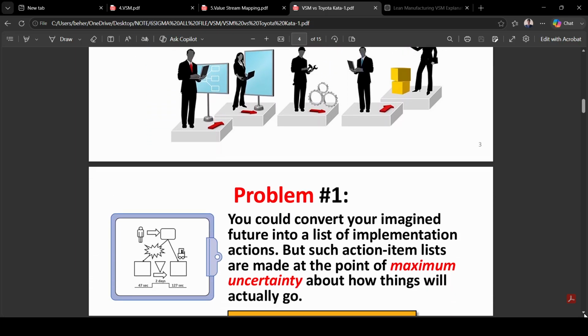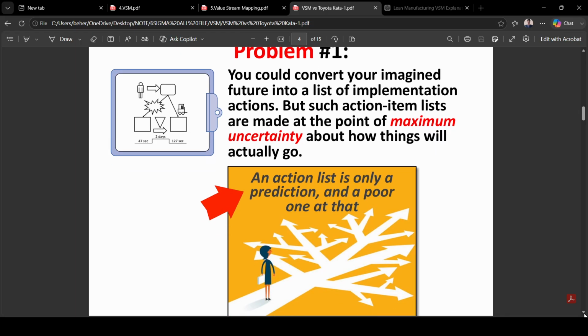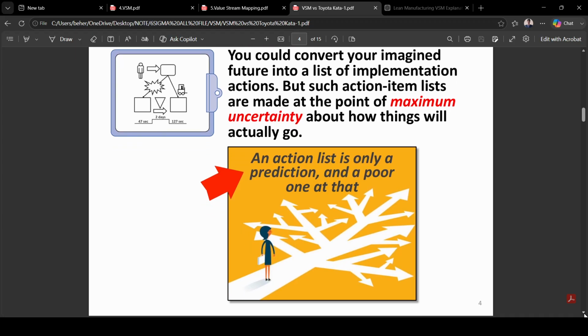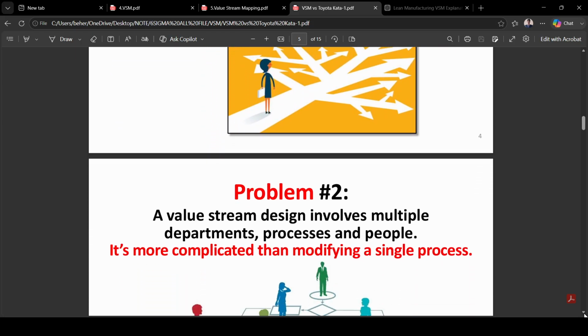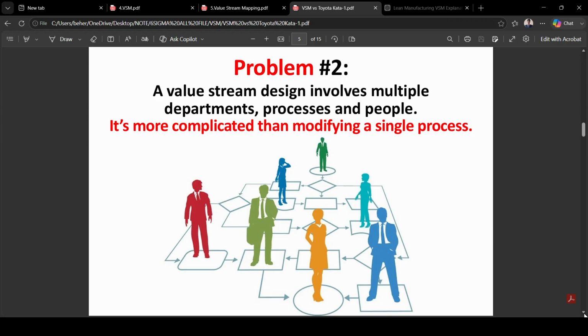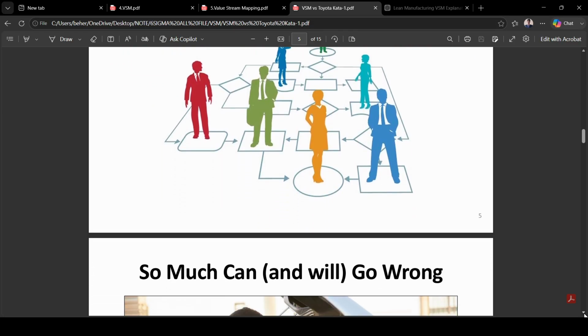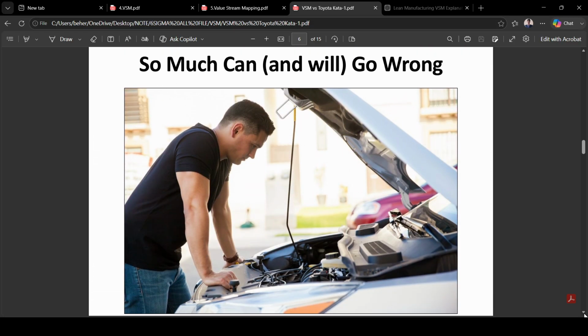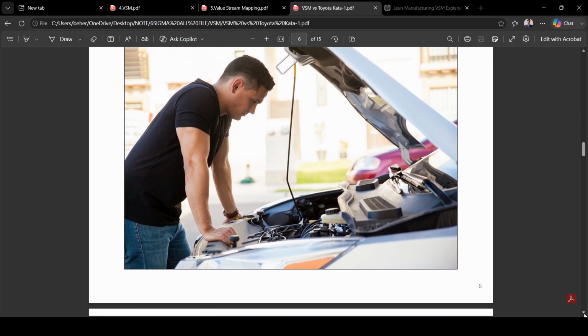Any way of thinking working. Problem one, you could convert your imagined future into a list of implementation actions, but such action item lists are made at the point of maximum uncertainty about how things will actually go. An action list is only a prediction, and a poor one at that. Problem two, a value stream change involves multiple departments, processes, and people. It's more complicated than modifying a single process. So much can go wrong.